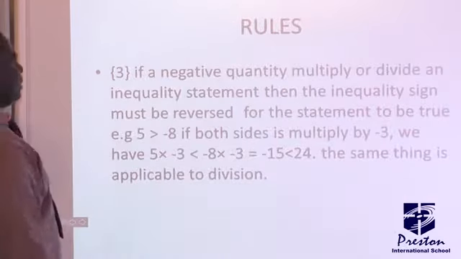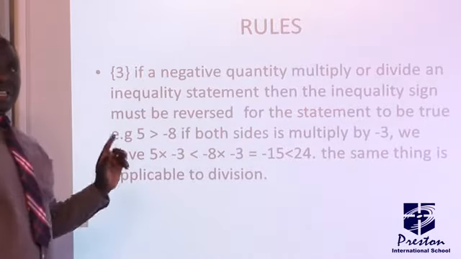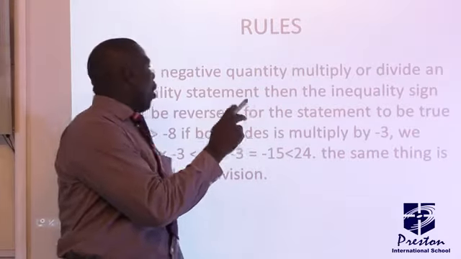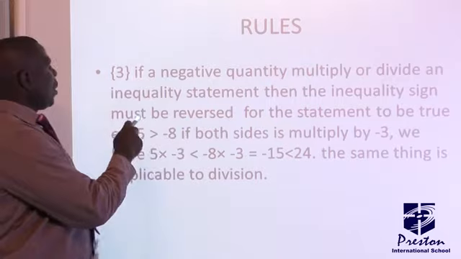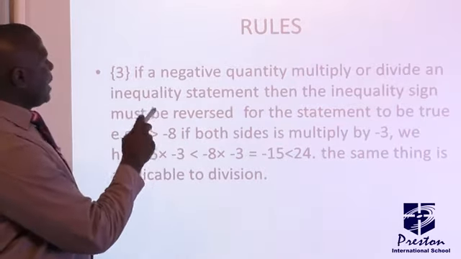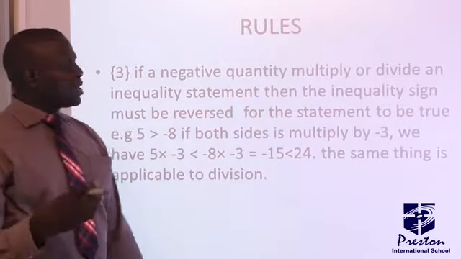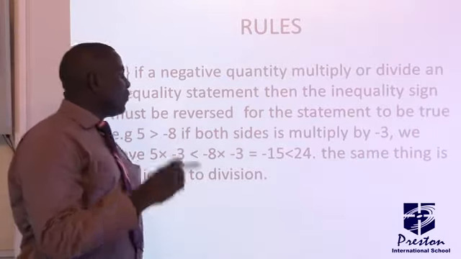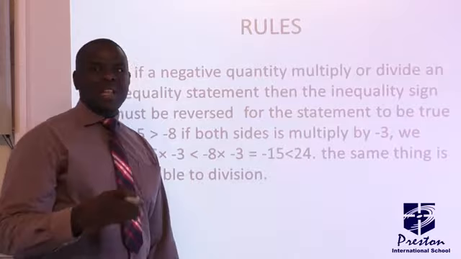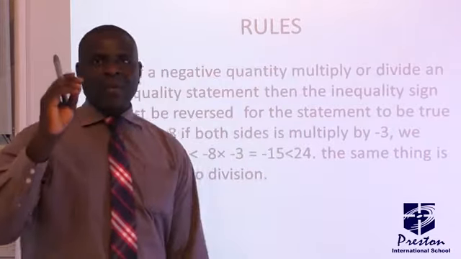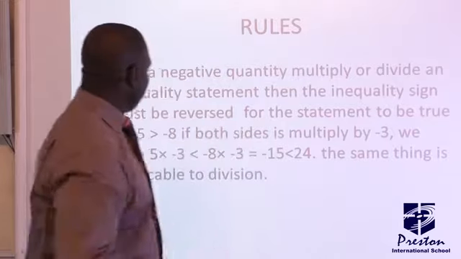Then the last one, which is the most essential one. If a negative quantity is multiplied or divided, an inequality statement, then the inequality sign must be reversed. Which means if you multiply or divide an inequality statement with a negative number, a negative integer, then the sign of inequality will change.